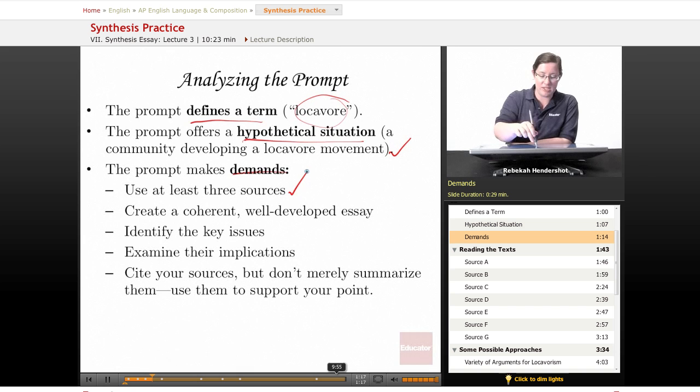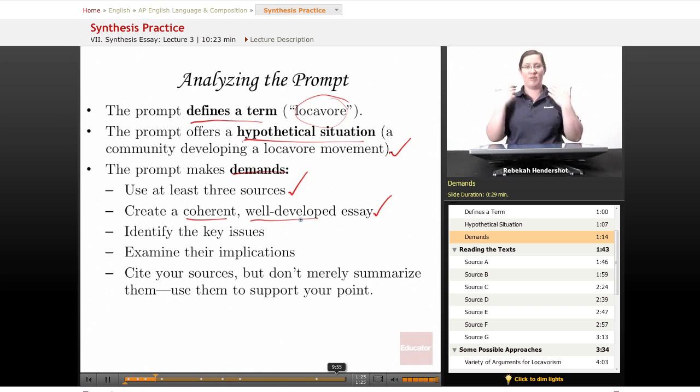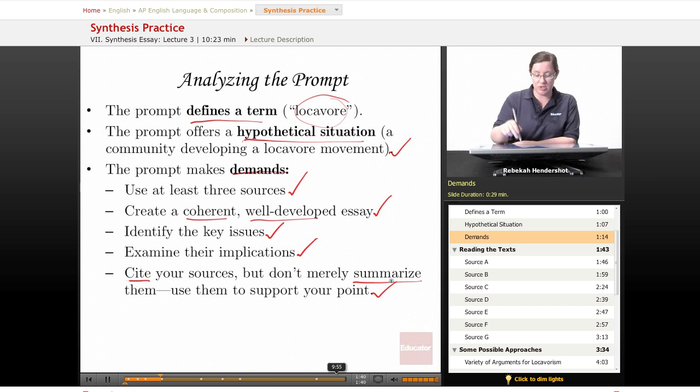It asks you to use at least 3 sources, which means you can ignore up to 4. It asks you to create a coherent, well-developed essay, so it's got to hold together and it's got to go into enough detail to make sense. The prompt asks you to identify the key issues involved in locavorism and to examine their implications. Don't forget that part. And finally, it asks you to cite your sources, but don't just summarize them. Use them to support your main point.